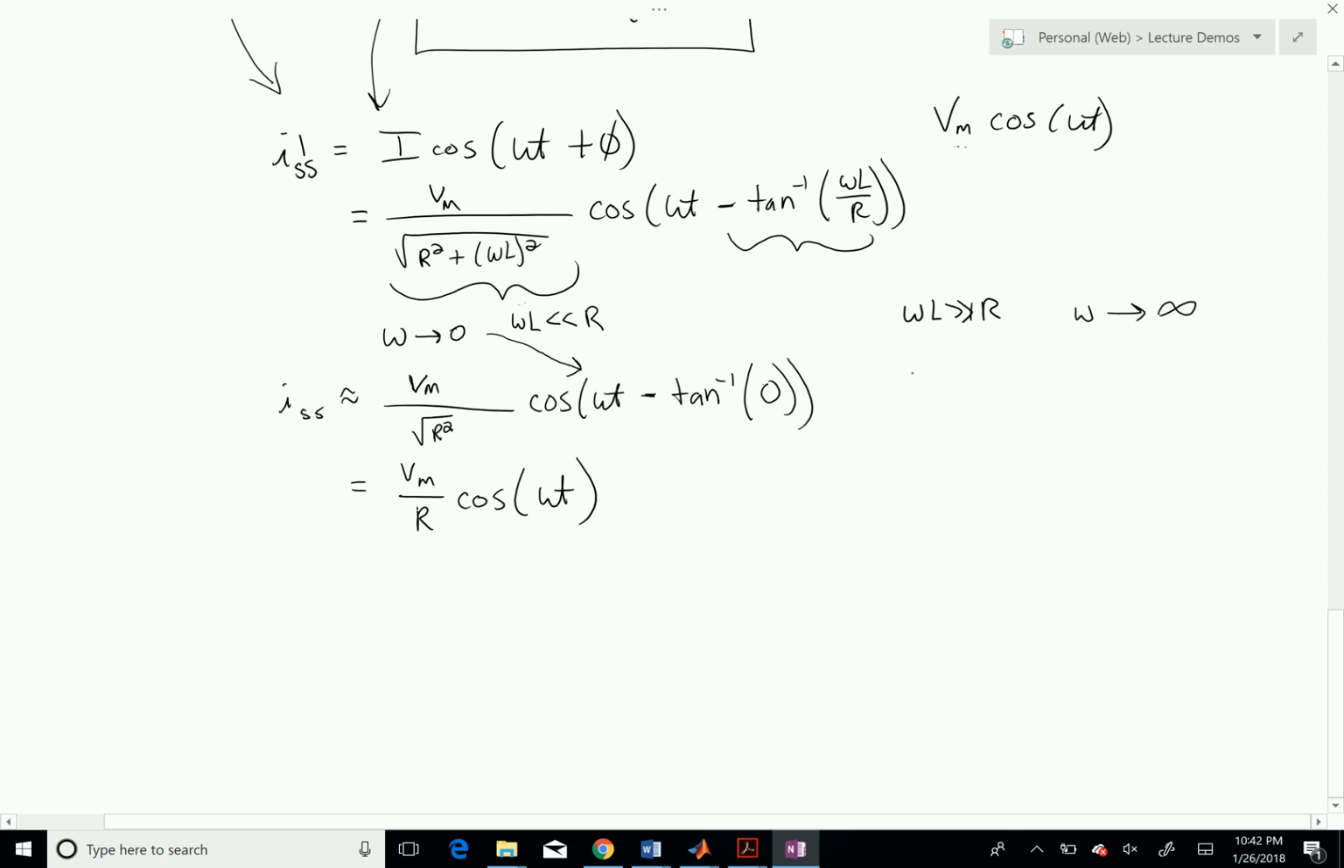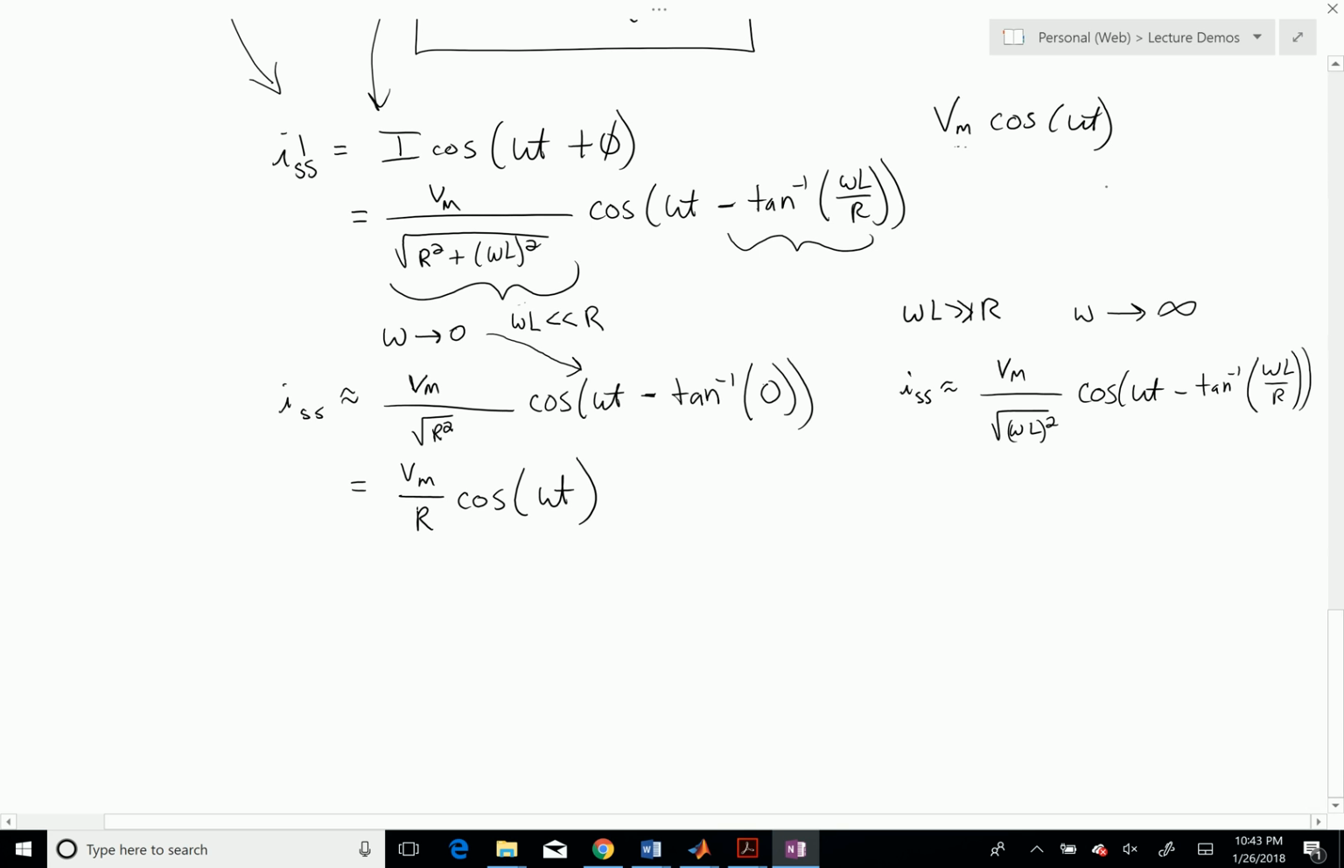The way I write this is I can say that i steady state is equal to Vm over, now I can ignore the R part, so I have omega L quantity squared, times cosine omega t. Now in this case, this gets a little bit tricky. If omega L is much, much greater than R, then my arctangent is heading towards infinity, because omega L over R is potentially getting very large.